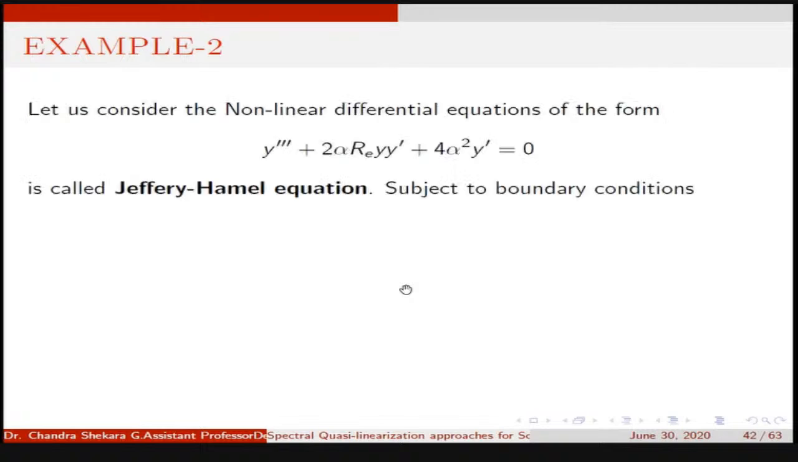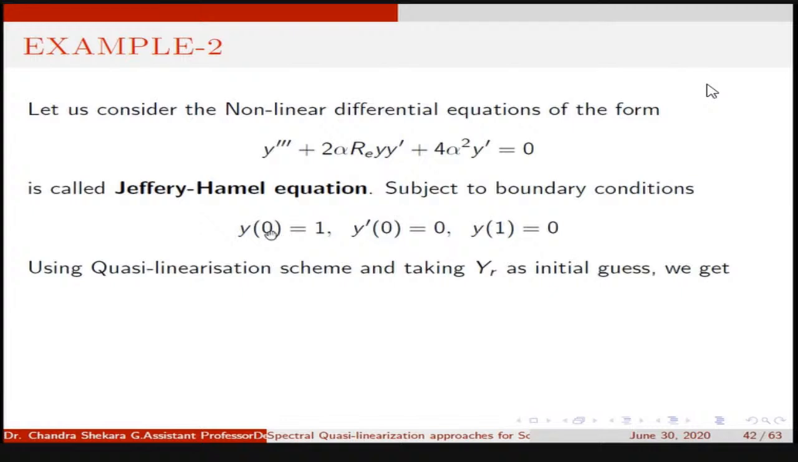Let us consider the following nonlinear differential equation: y triple dash plus 2 alpha Re y y dash plus 4 alpha square y dash is equal to 0. This equation is called the Jeffrey-Hamel equation. It is a third order differential equation. Here alpha is the angle, and Re is the Reynolds number. Let us consider it subject to the following boundary conditions: y of 0 is 0, y dash of 0 is 0, y of 1 is 0. The interval of interest is 0 comma 1.